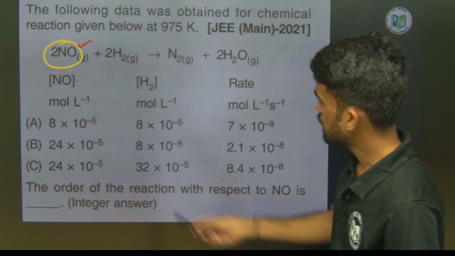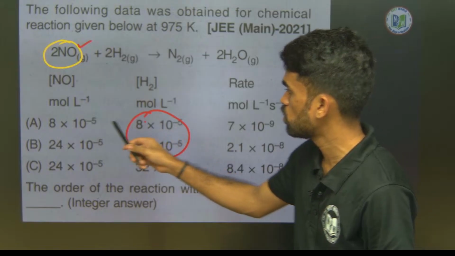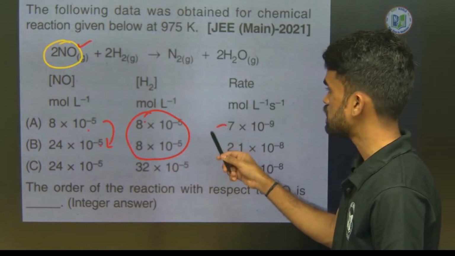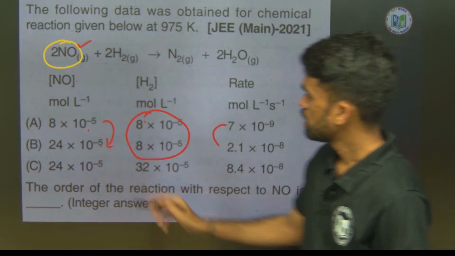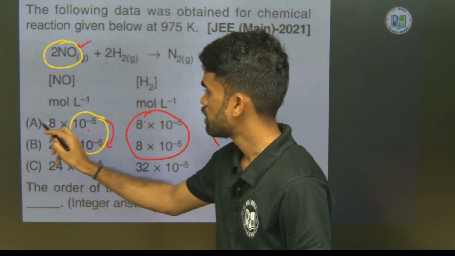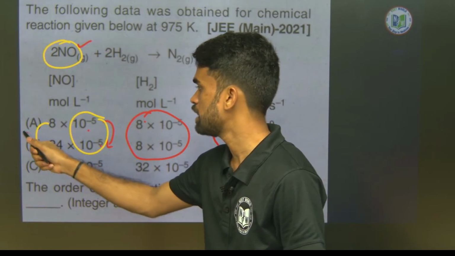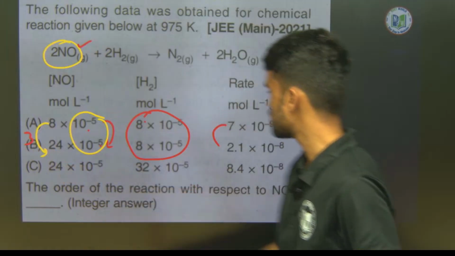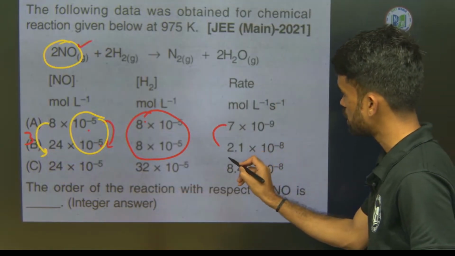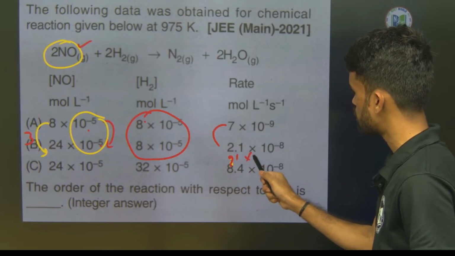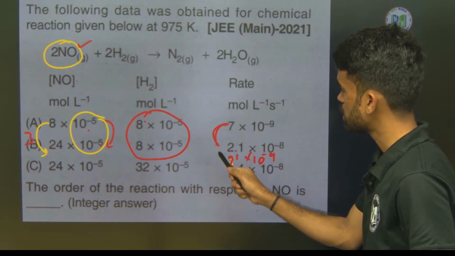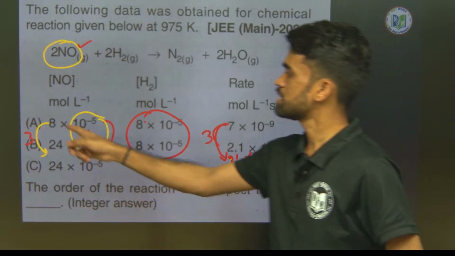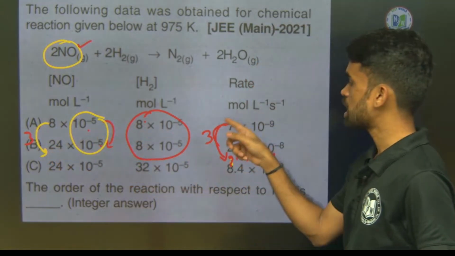See here, the concentration of H2 is constant. Now look at how the concentration of NO is varying and how the rate is varying with it. See here, 10 power minus 5, 10 power minus 5, it is the same, but here 8 becomes 24, 8 times 3 is 24. So as concentration increases 3 times, let us look at the rate. This is 21 into 10 power minus 9. So the rate is also increasing how many times? 7 becoming 21, 7 times 3 is 21. So as concentration increases 3 times, the rate is also increased 3 times.